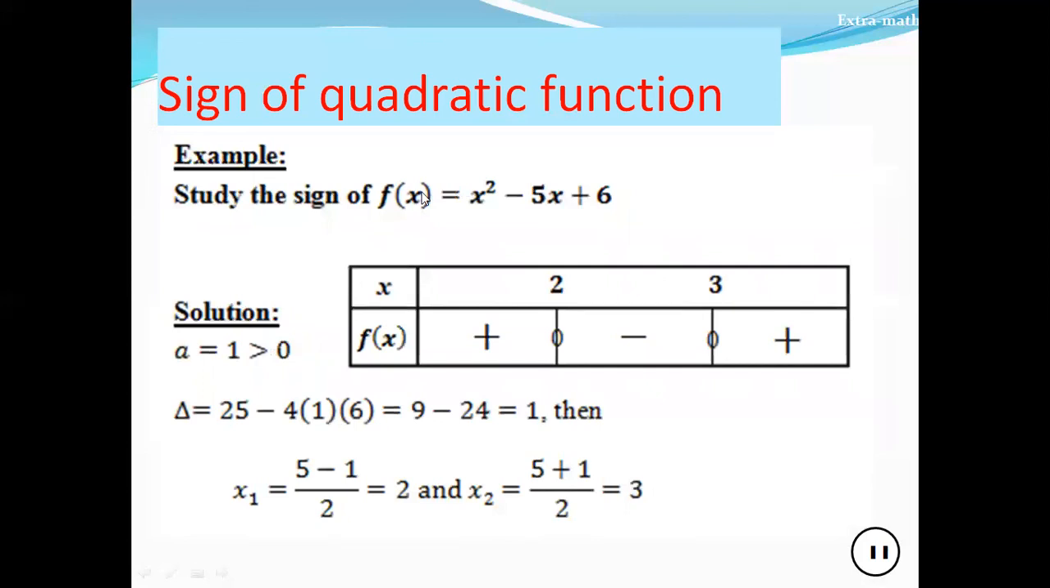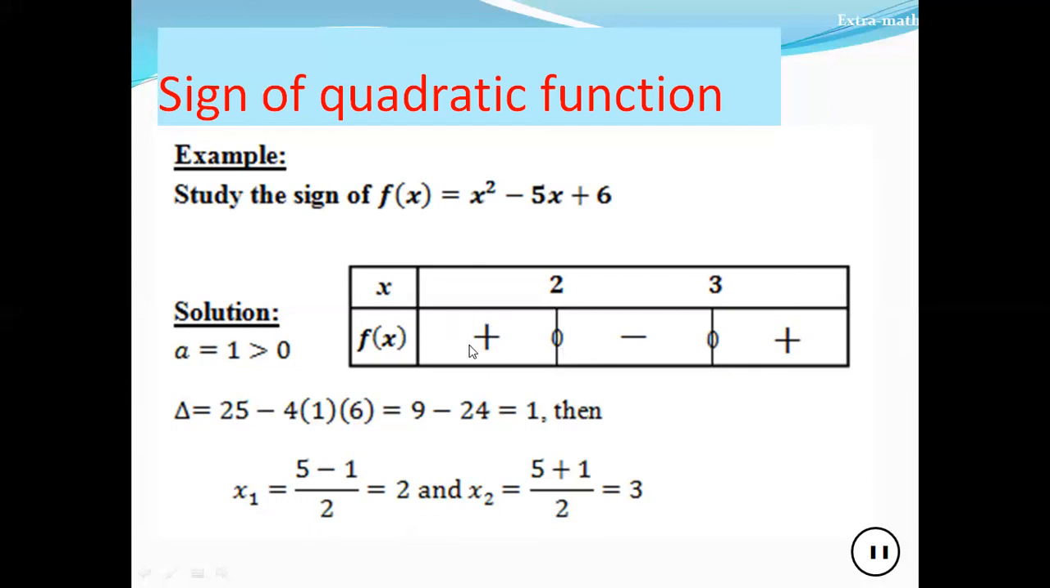We have to study the sign of x squared minus 5x plus 6. Here, the coefficient of x squared is a equals 1, which is positive. Now let us find the roots. Delta equals b squared minus 4ac, which is 25 minus 4 times 1 times 6, equals 25 minus 24, which is 1. Here we have 25 and not 9. Then the roots are (minus b minus radical delta) over 2a, (5 minus 1) over 2, which is 2, and the second root is (5 plus 1) over 2, which is (minus b plus radical delta) over 2a, equals 3.